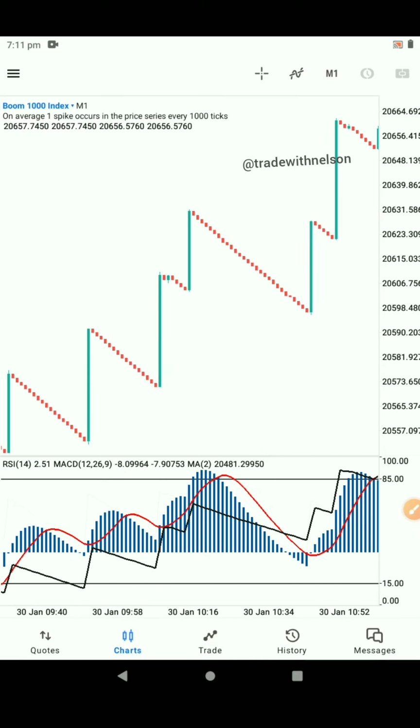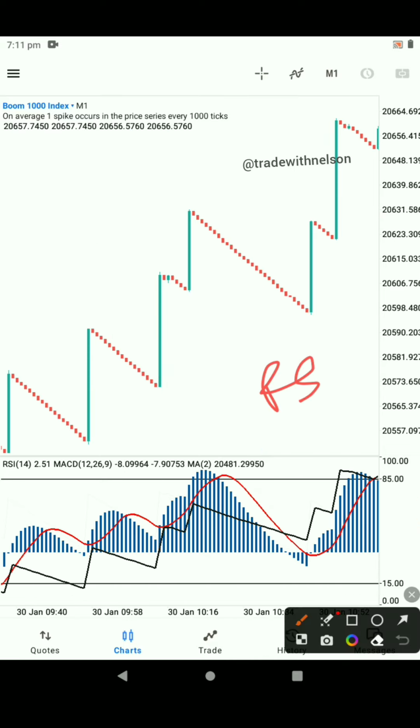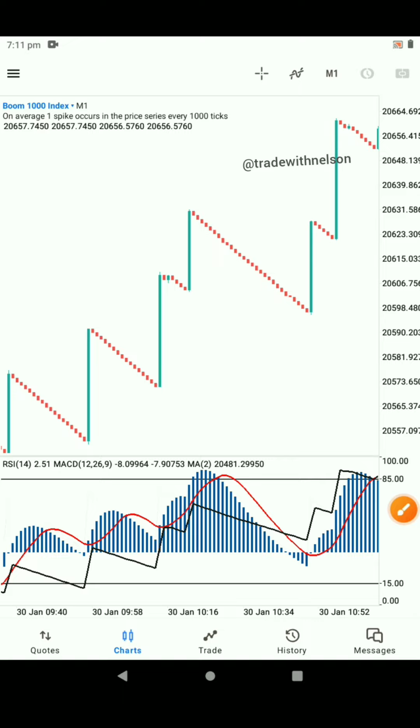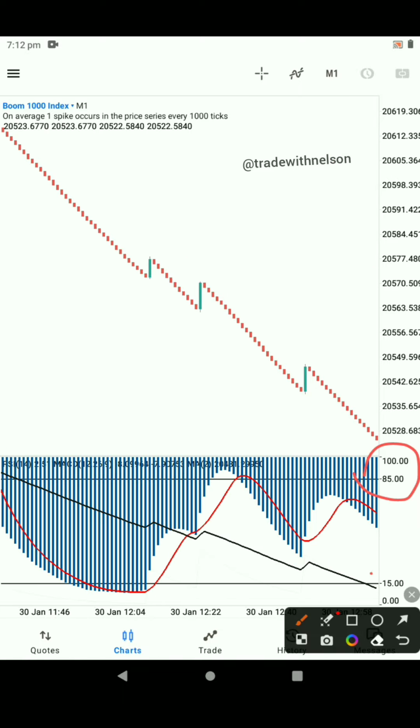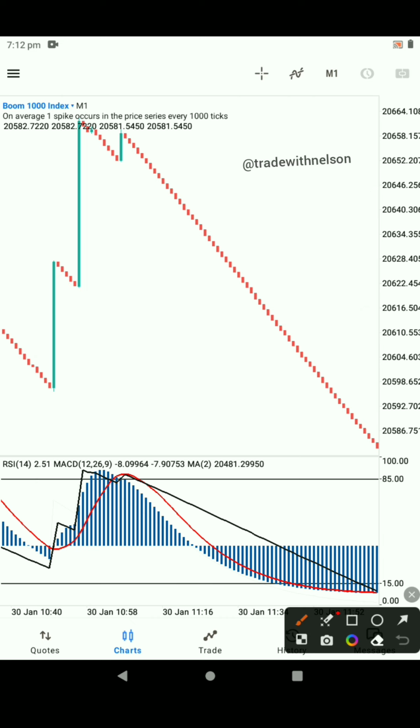And for my indicators, I have three: the RSI, the MACD, and the moving average. The RSI helps us to know the level. As you can see, this is the level. The MACD helps us to know when the market will change trend. So this blue that you see inside is the MACD.